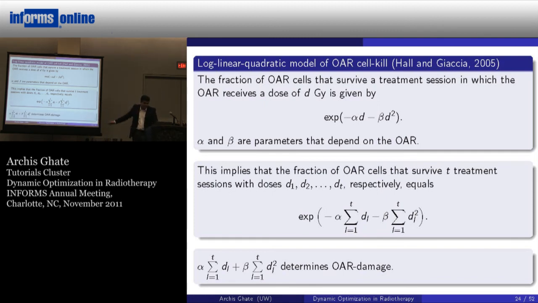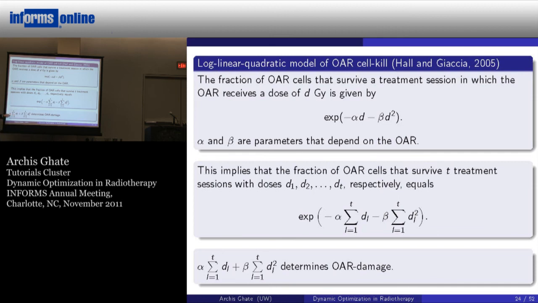That's just algebra. So if you look at this, this term lies in that exponent, but basically this expression is what decides how much damage will be done to my OAR, essentially, according to this model. So if you just stare at this, the units of this are actually not in dose, because this is in the exponent. So this is a unitless quantity, right?